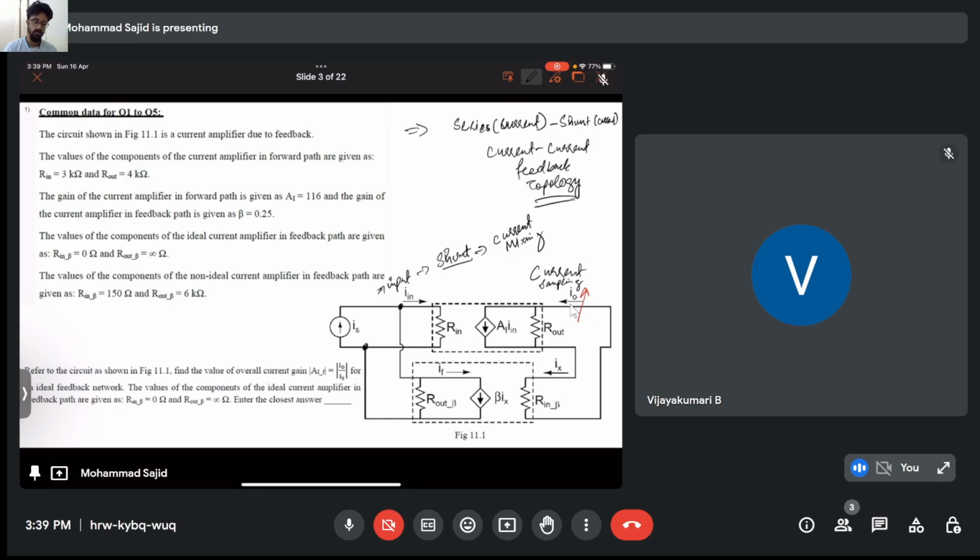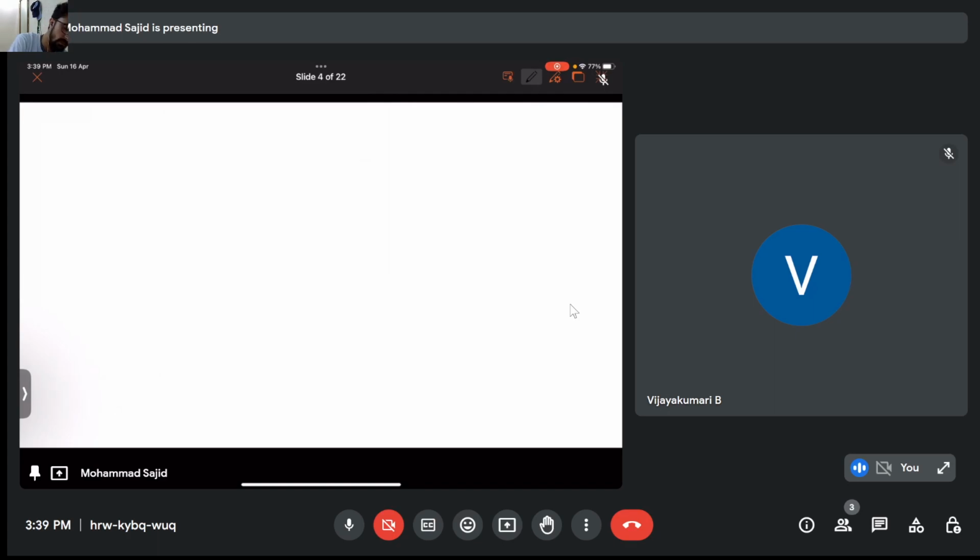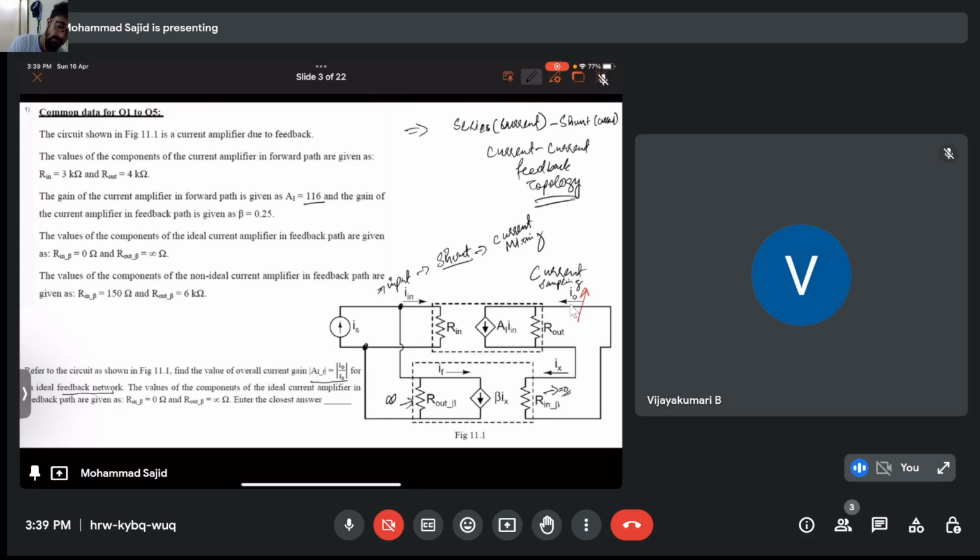Now, all the values of the components are given to us. So what we have to do is find I naught by Is for the ideal feedback network. And when we say ideal feedback network, we have to consider Rin as infinite and Rout as 0. We know AI is 116, and we have beta that is 0.25. Now let's start.